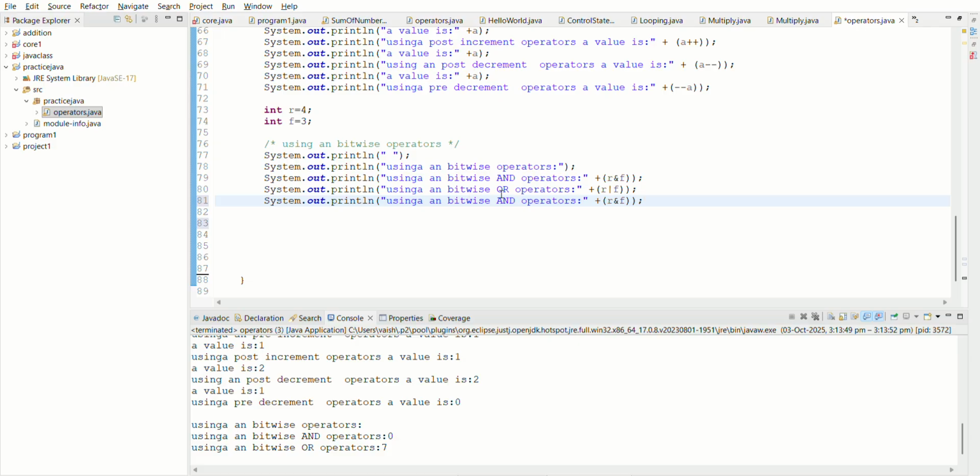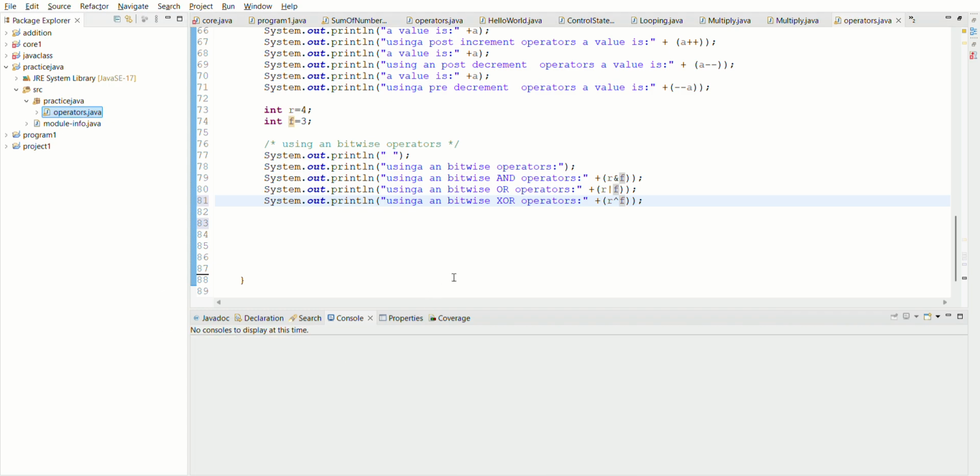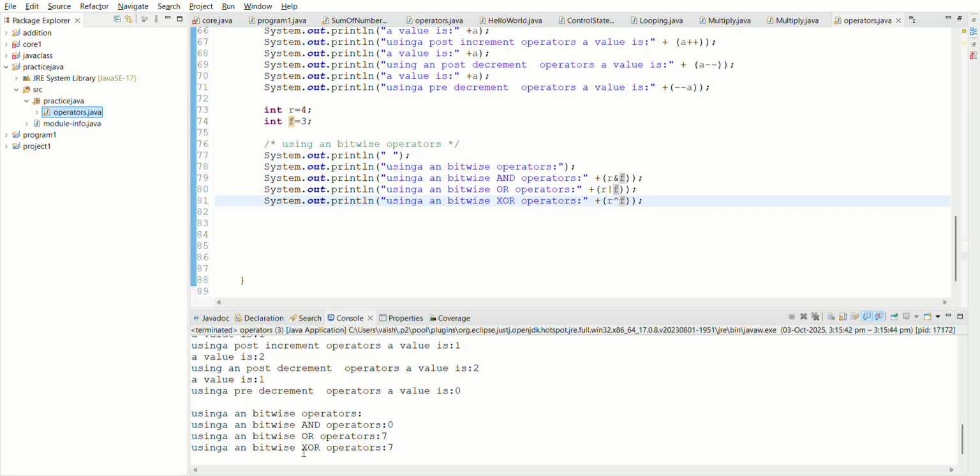So using a bitwise XOR operator. The symbol of the bitwise XOR is the cap symbol. So right click, run as Java application. Right, using a bitwise XOR operator we get 7.